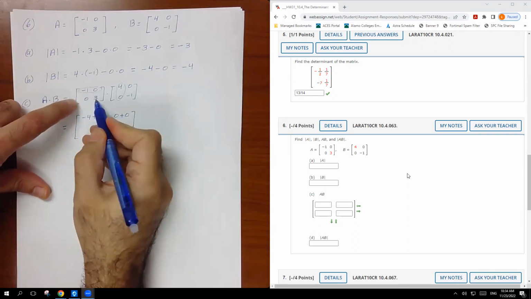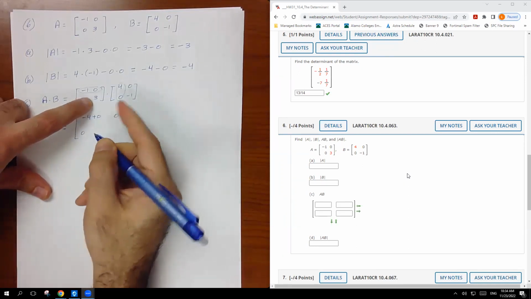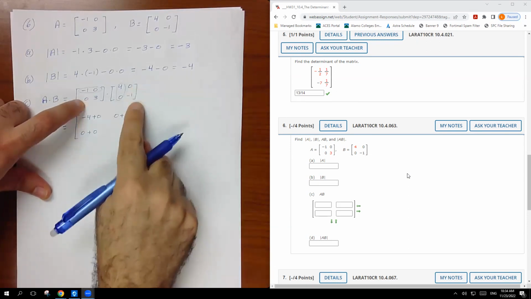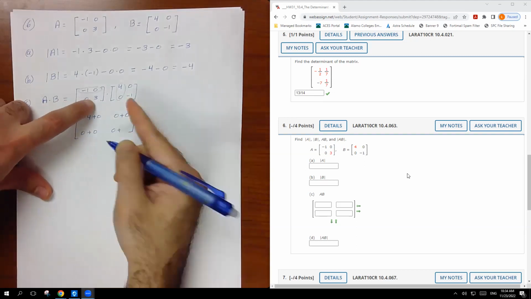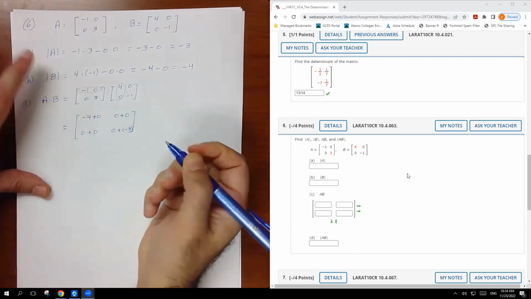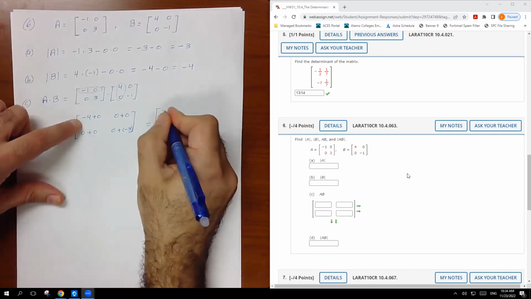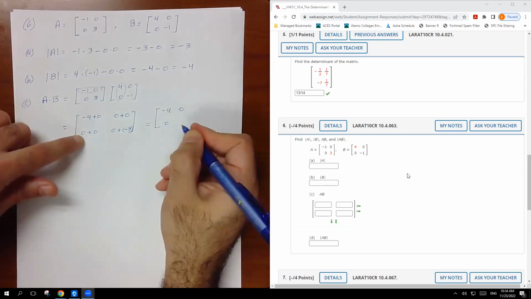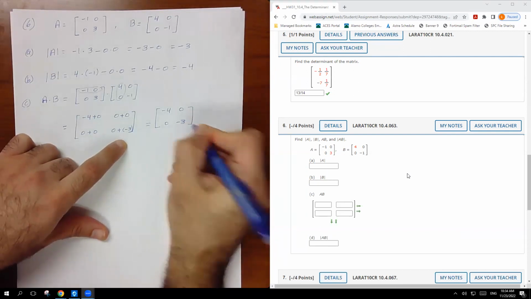Now, the second row with the first column, so 0 times 4 is going to be 0, and the 3 times 0 is going to be 0. The second row times the second column, so 0 times 0 is going to be 0, plus 3 times -1 is going to be -3. That means the result here is going to be -4, 0, 0, -3. So this is the matrix A times B.